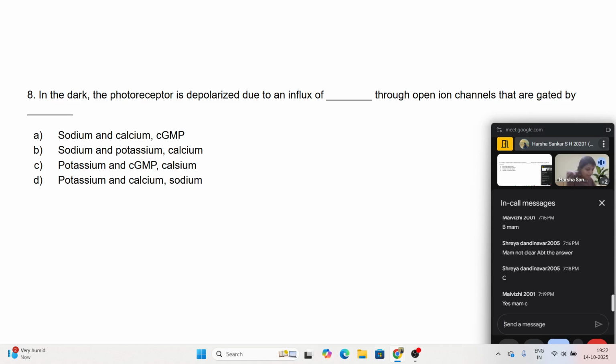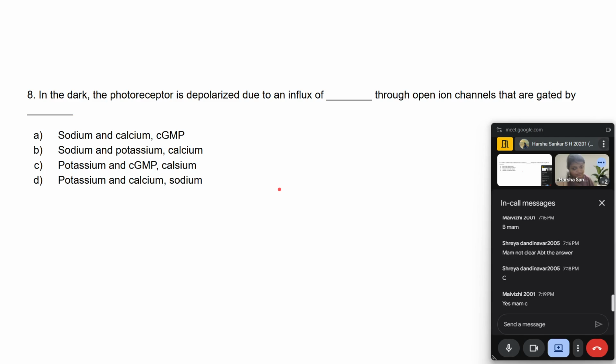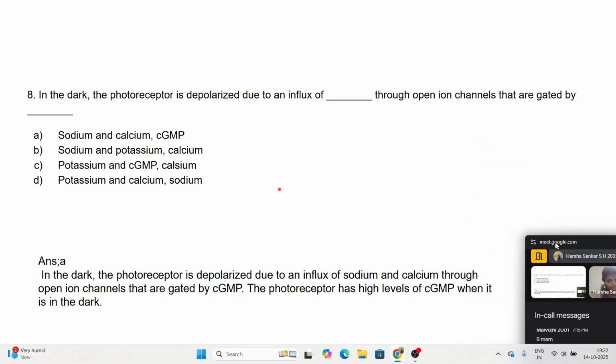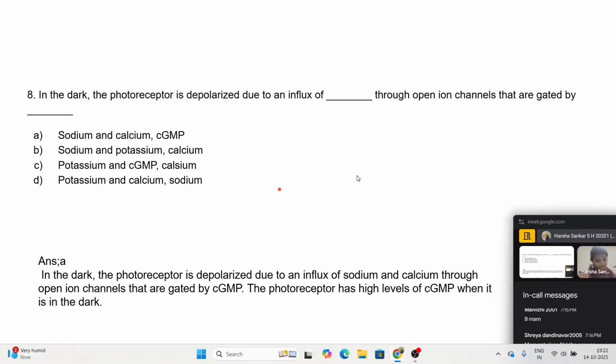So please go back and refer to the vision lecture. Here, you will understand all the lectures. Okay. So the ion influx is sodium and calcium, and the gate opener is cGMP. The correct answer is option A. Whenever it is in the dark, the photoreceptor usually has high levels of cGMP.